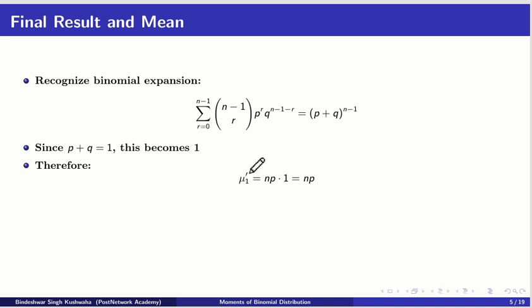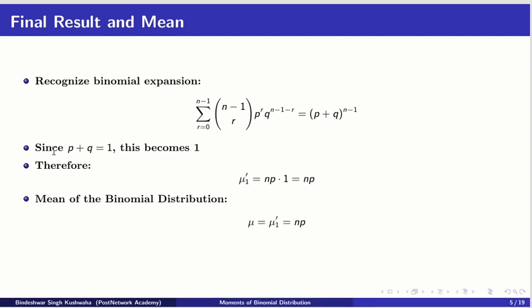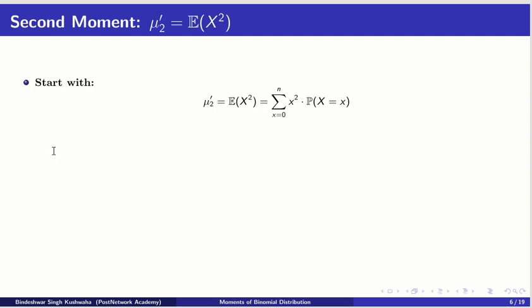So that means this is the mean or average, which would be np. That is basically the mean of the binomial distribution.